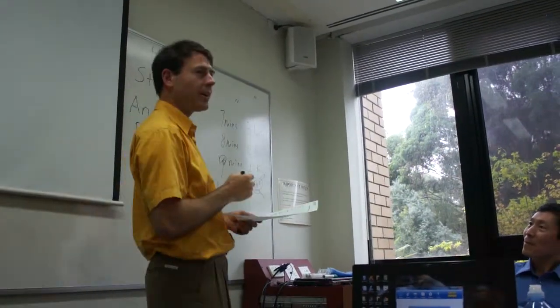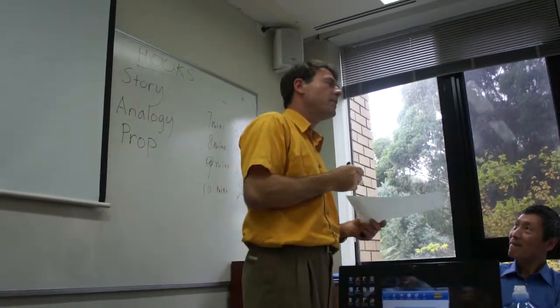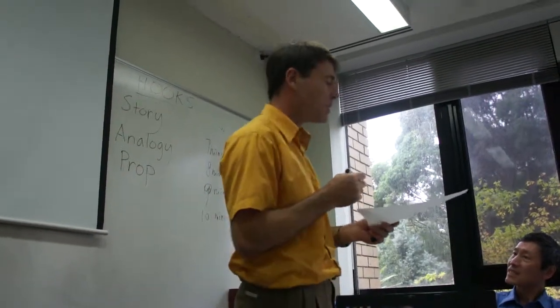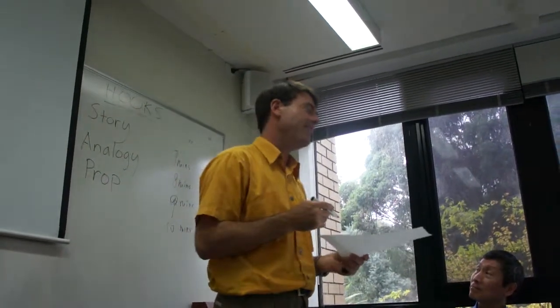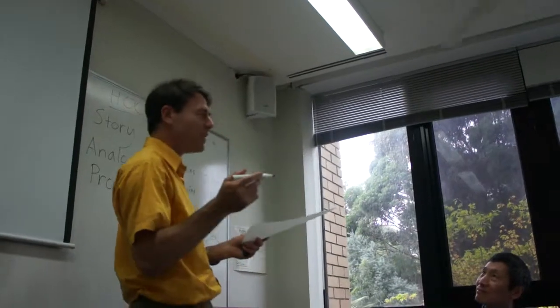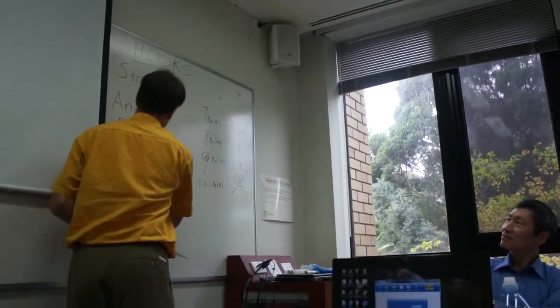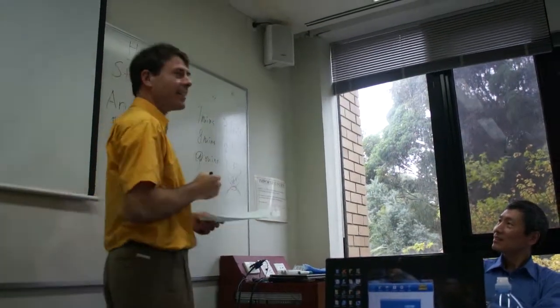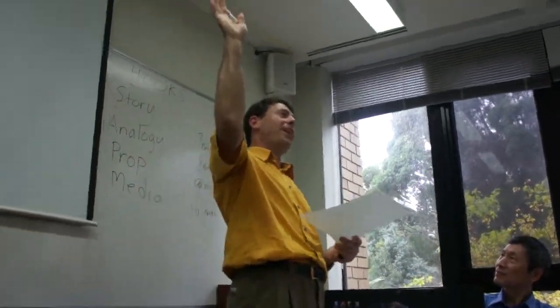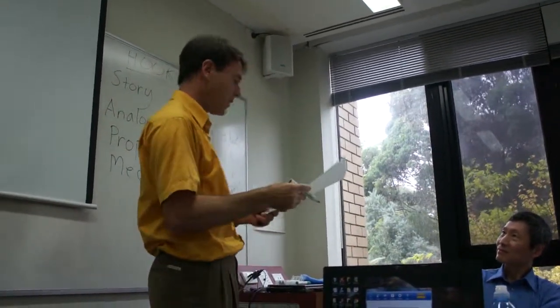Or a prop. That's right. I know someone who wants to teach about World War I. He's bringing in a machine gun to the class. Not really. But he could bring in a bit of a uniform. Media. Hands up, who likes YouTube? Everyone. You can use that, or a picture, or some other kind of visual thing.